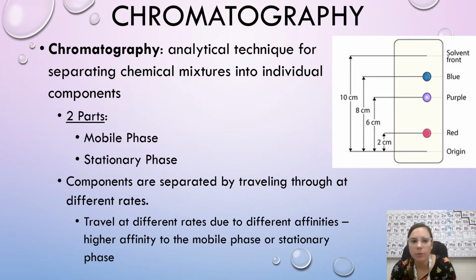In chromatography, we always have 2 parts. We have a stationary phase and a mobile phase. So we have a part that stays still and a part that moves. The components are separated by traveling through the stationary phase at different rates. It could be that there are different affinities, like one is more attracted to the mobile phase or one is more attracted to the stationary phase, or it could be based on size. And so we're going to look at different types of chromatography.